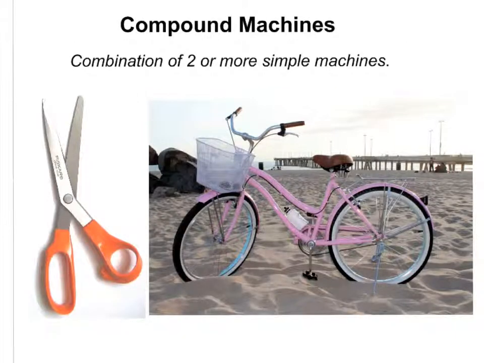A compound machine, then, is a combination of 2 or more simple machines. These are both examples of compound machines. You should be able to recognize 2 wedges here, as well as 2 levers on the scissors. So those actually combine 2 wedges and 2 levers. The bicycle is a compound machine. It combines quite a few different simple machines.